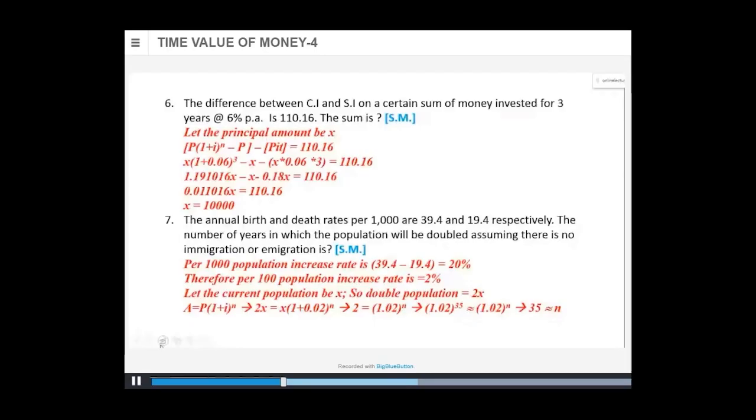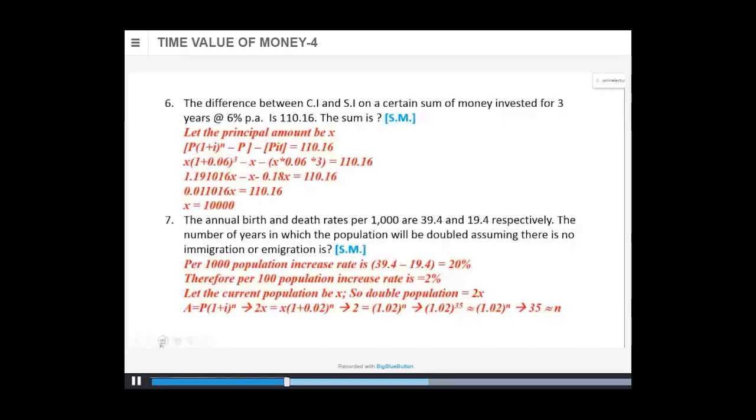What should you do now? You should take your calculator, 1.02 into, and keep on pressing equal to. You'll have to press a little longer, 35 times. Just check it. On a calculator, you take 1.02, then into, and keep pressing equal to: 2, 3, 4. Keep counting in your mind. As it comes to 35, even I'll try it out here. I'm sitting with a calculator here, so even I'll try.